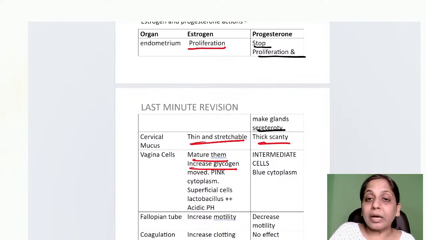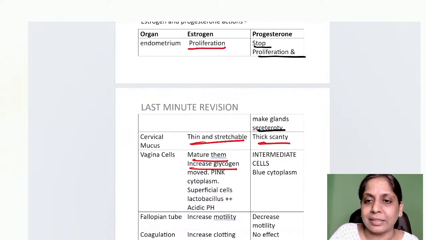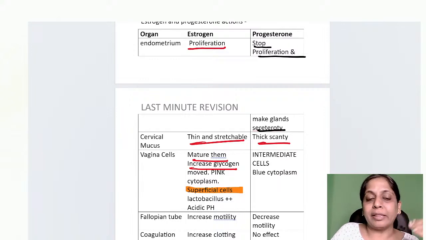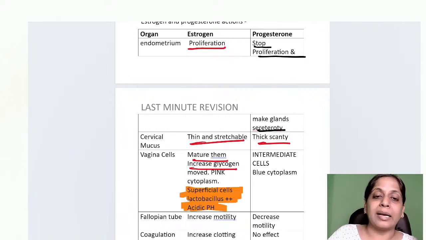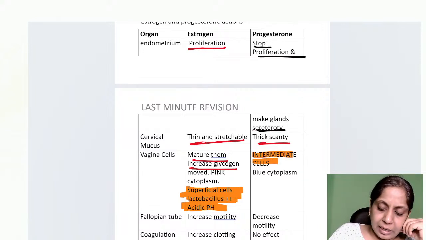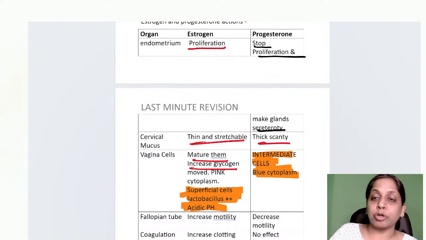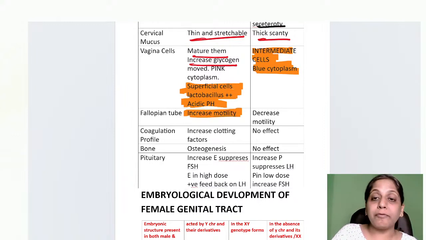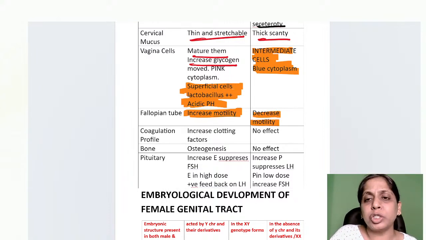Vaginal cells mature under the effect of estrogen. As they mature, increased glycogen goes into the vaginal cells. With more superficial cells, there is lactobacillus and an acidic pH. Due to progesterone, the vaginal walls have more intermediate cells, which have blue cytoplasm. Intermediate cells are less mature as compared to superficial cells. Fallopian tube motility is increased by estrogen, whereas due to progesterone their motility is decreased.